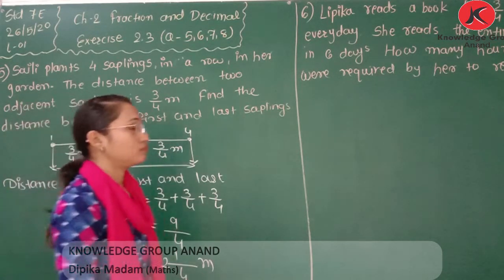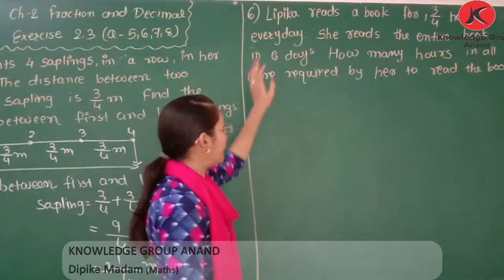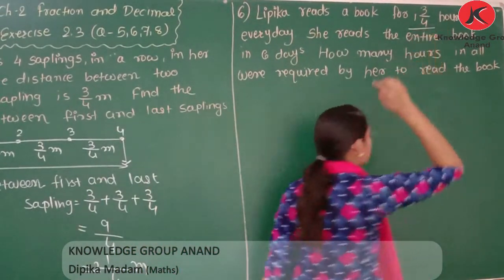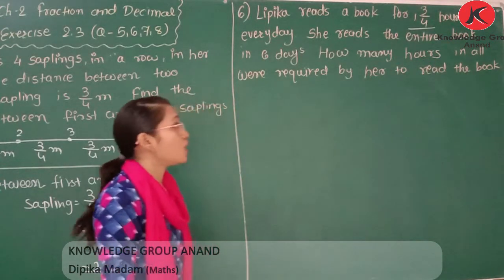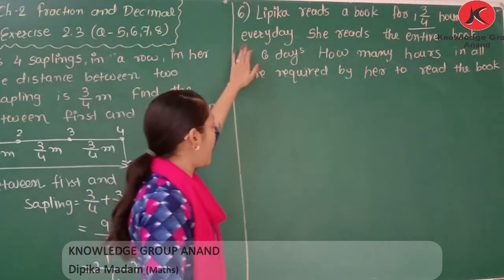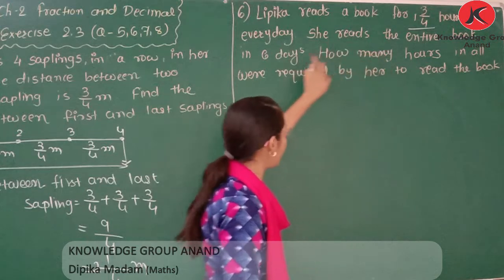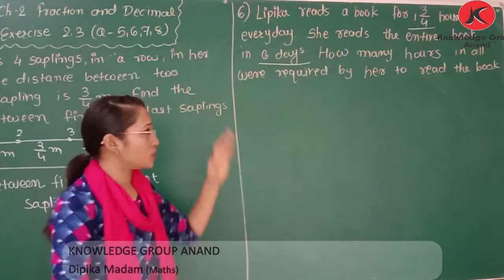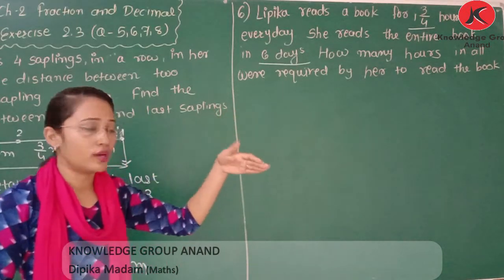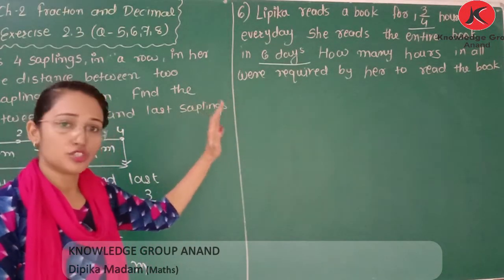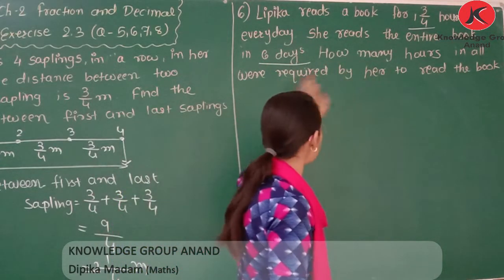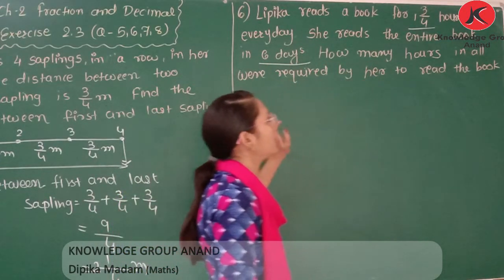Clear? Now example 6. Lipika reads a book for 3 by 4 hours every day. She reads the entire book in 6 days. If she reads 3 by 4 hours each day, and she reads for 6 days, how many hours in all were required by her to read the book?